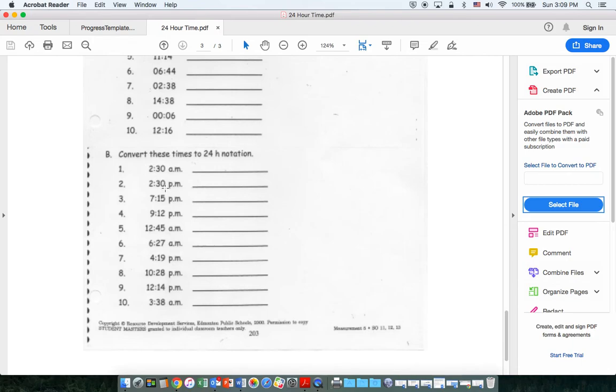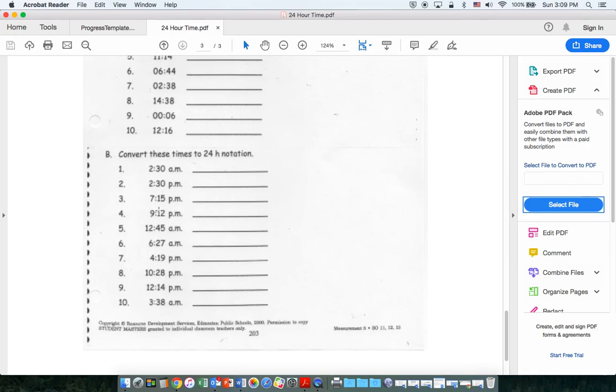2:30 p.m. is a little bit different though. Remember, when we're talking PM, it means it's after 12. So that means that we have to change the hour here. We drop the PM, we keep the 30 minutes, and then we're going to add 12 to 2. 12 plus 2 is 14, so our notation here would be 14:30. No AM, no PM, 14:30.